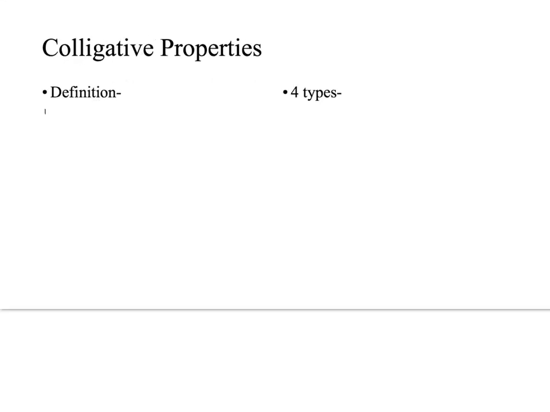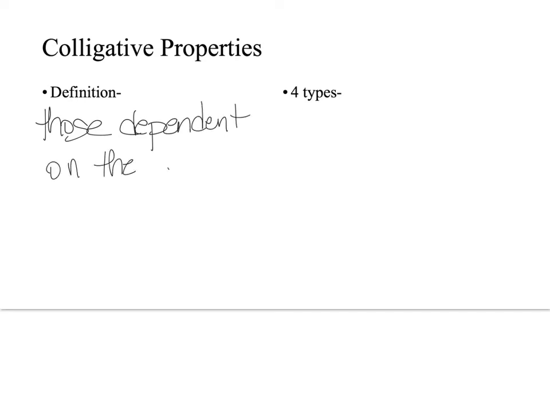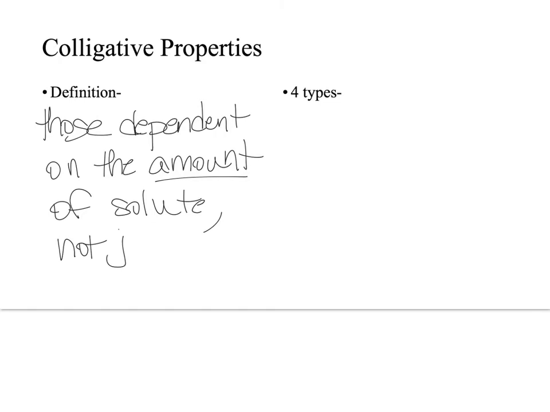Colligative properties are those properties that are dependent on the amount of solute, not just the type. We're going to come back around and look at molality, which is a new concentration unit that we learned about in this particular chapter, and its relationship to colligative properties.